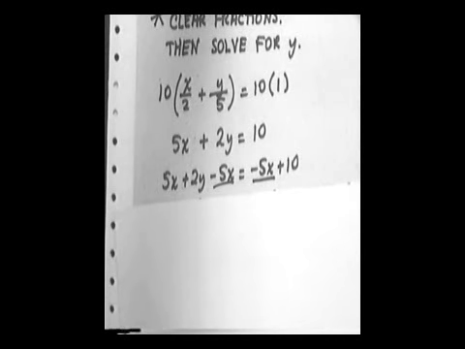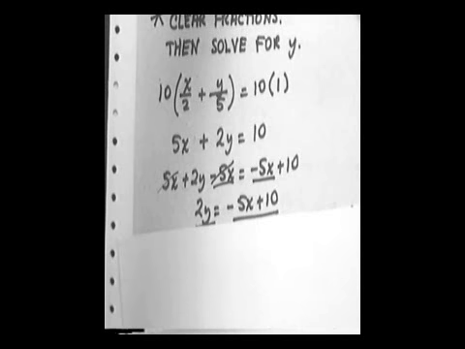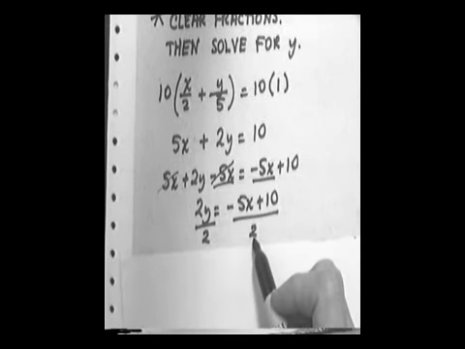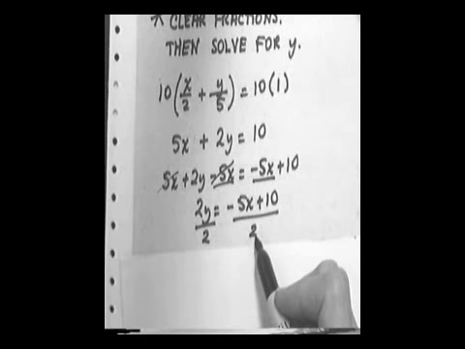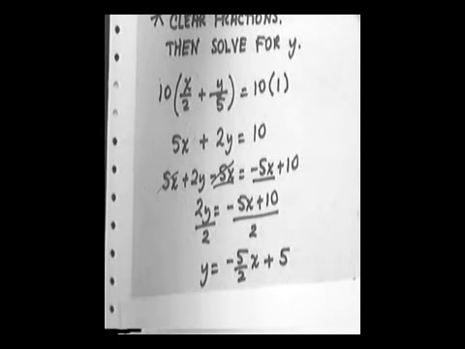The 5x's on the left, of course, cancel, leaving us with 2y, and on the right we have negative 5x plus 10. Then to get y by itself, we'll divide both sides by the coefficient of y, which is 2. Now on the left we get y. On the right we have negative 5x over 2 plus 10 over 2. And so that gives us negative 5x over 2, or negative 5/2 x plus 5.